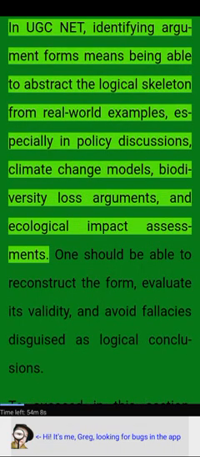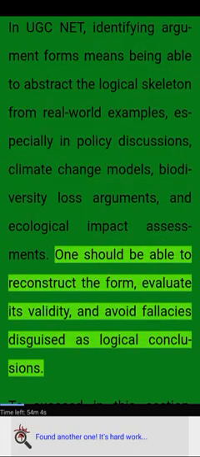In UGC NET, identifying argument forms means being able to abstract the logical skeleton from real-world examples, especially in policy discussions, climate change models, biodiversity loss arguments, and ecological impact assessments. One should be able to reconstruct the form, evaluate its validity, and avoid fallacies disguised as logical conclusions.